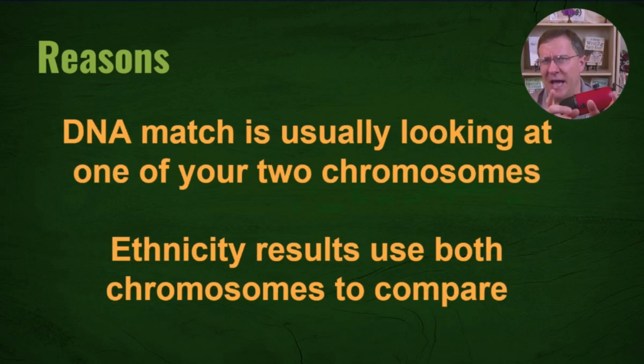Now, the DNA match, the segments that match, they're usually looking at only one of your two chromosomes. Remember, for every chromosome you have a pair, a maternal and a paternal chromosome. Now, you usually only match on one of those. In other words, you match through your mother or you match through your father. Sometimes you may match through both your mother and your father, but it's very rarely on the exact same segment. It is almost always on a different segment on the same chromosome, or a different chromosome completely. But all those DNA matches are looking at one of the pair of chromosomes to match up.